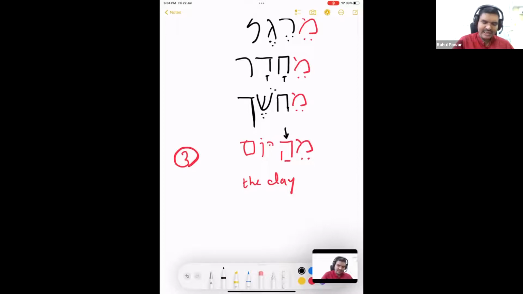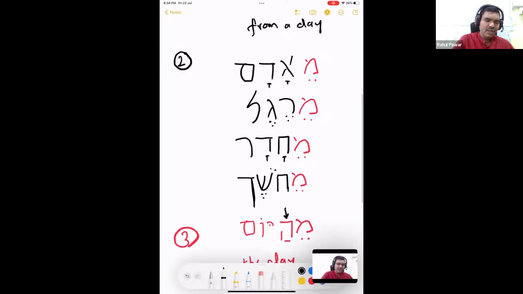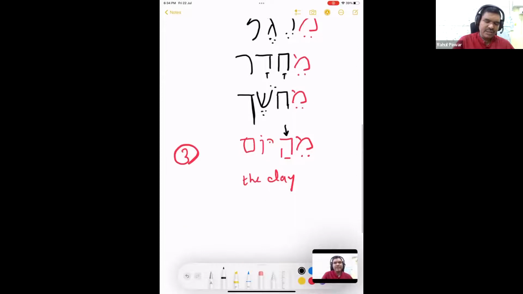Now here heh is a guttural letter, although it is an article, it is a guttural letter. So same, you have to remember rule number two, before a guttural, hirek will be heightened to sere. Similarly, before a guttural, if it is article also, then before the article, that hirek will be heightened to sere. And no doubling dagesh.